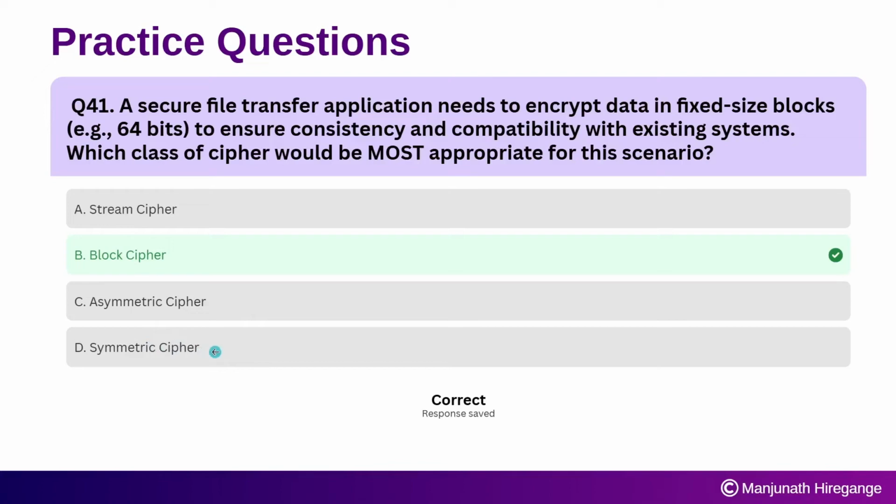Symmetric cipher, yes, definitely it is faster and efficient, but it is a broader category that includes both block and stream ciphers. So the question specifically requires a fixed size block, which narrows the choice to block cipher within symmetric encryption. So the answer is block cipher.